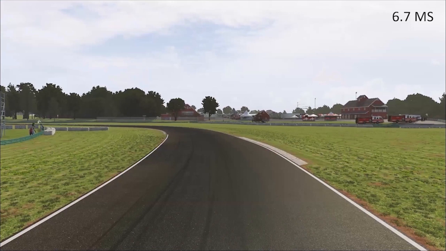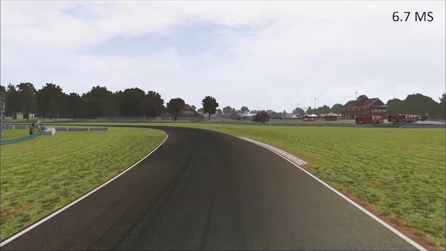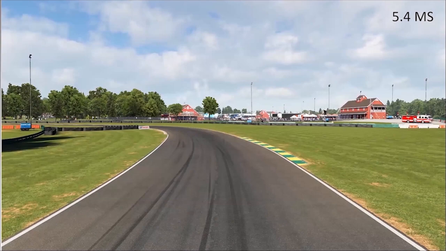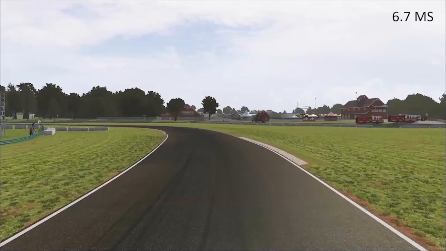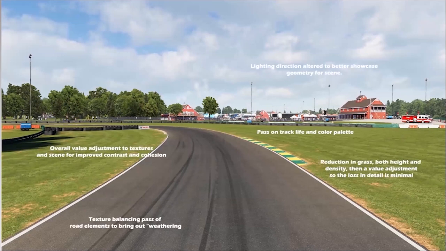It had a lot of issues with everything we talked about again, value, scene composition, and our artists come in and they balance it. And so you can see the big difference that we have there. And also optimize it. We went from 6.7 milliseconds to 5.4. So this is what we get back from our artists, and then this is what we have to do to polish internally to get it to a place where we can ship it. So a big difference there.